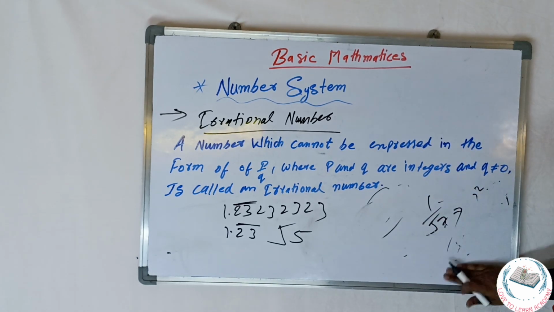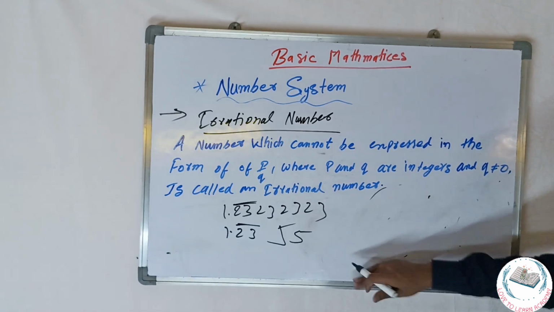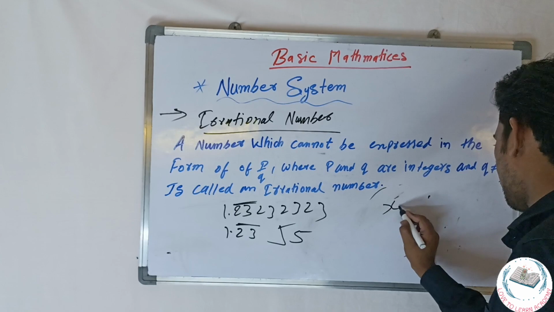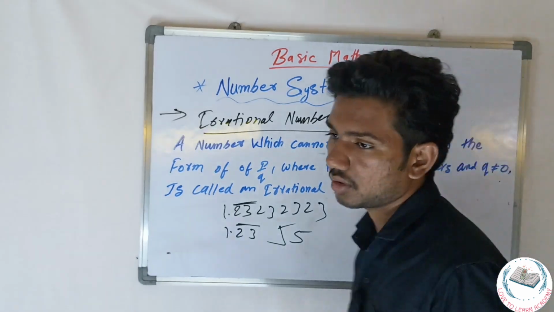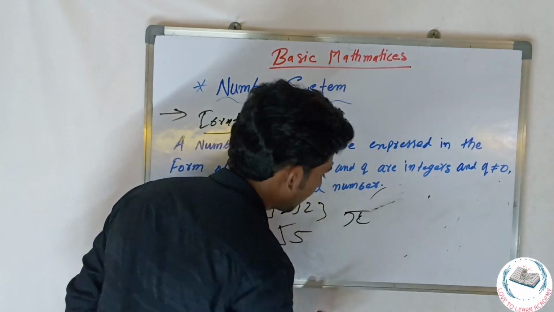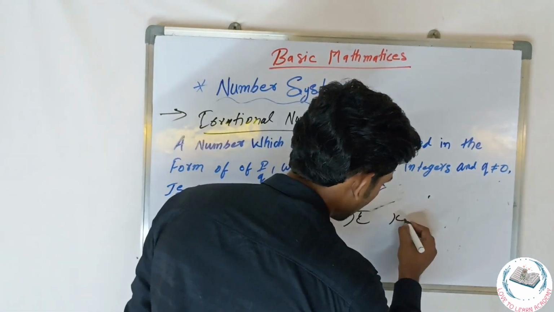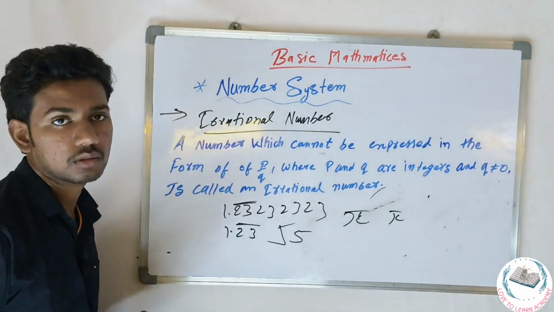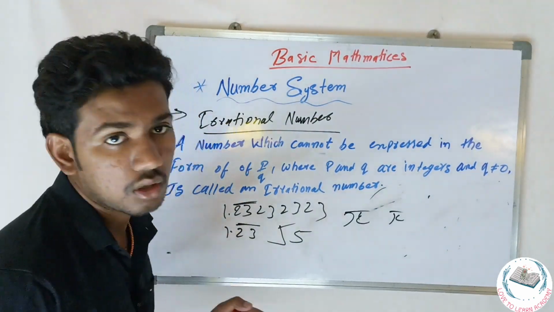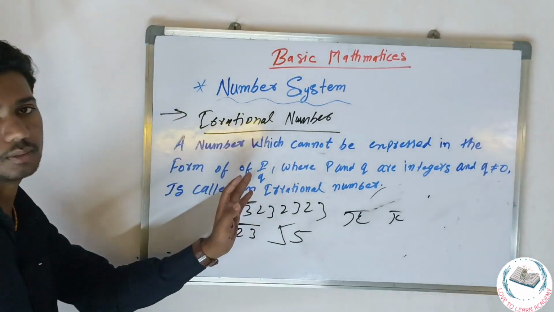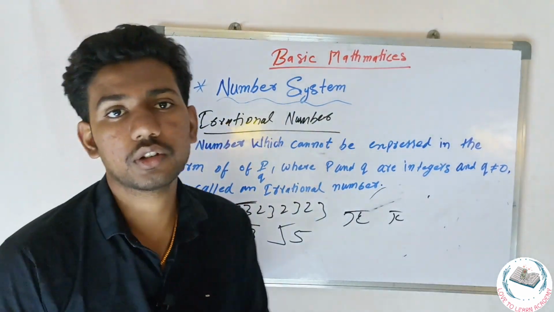Okay, now you know pi. I can write it here. It's pi, like this. You know pi. So pi is also an irrational number. Okay, I hope you understand the irrational numbers. Okay, now let's move on to the next.